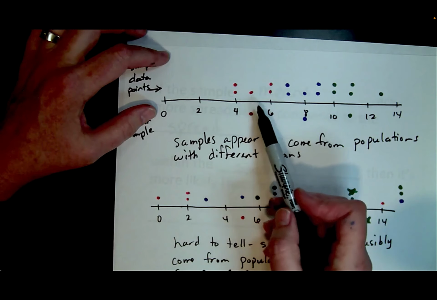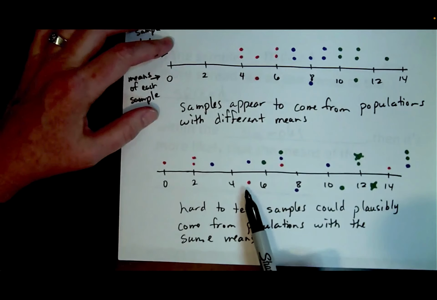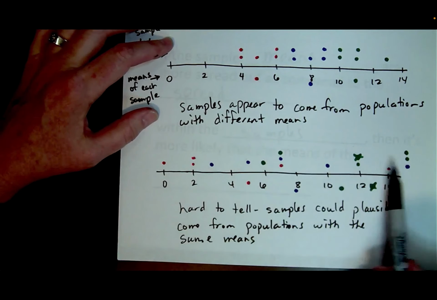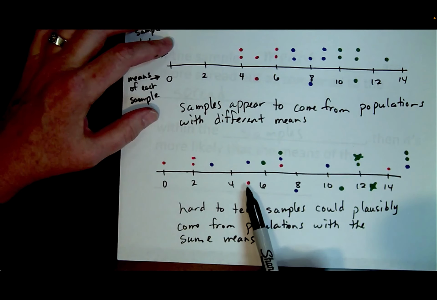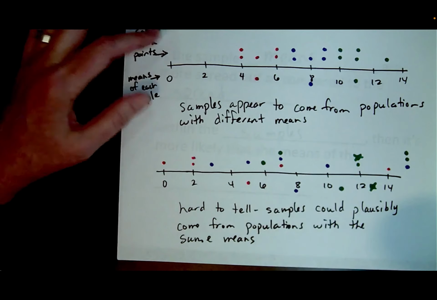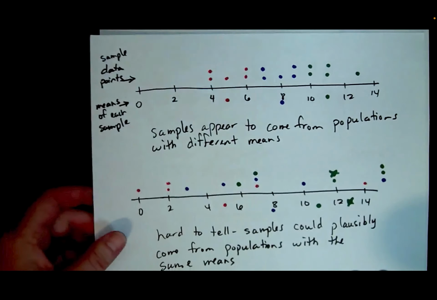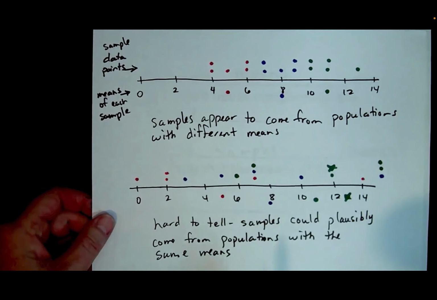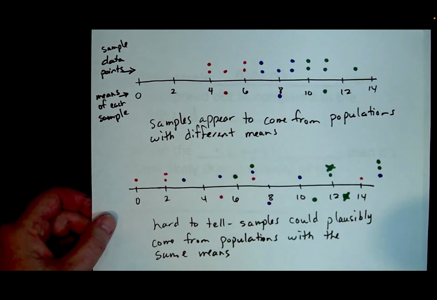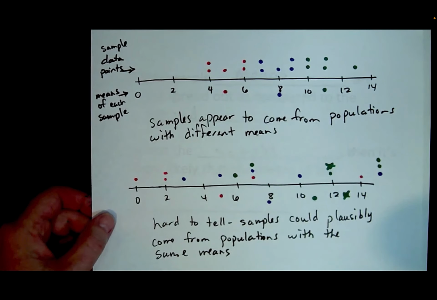They're pretty clearly distinct. Whereas down here, even though the means aren't spread out any more or less, because the samples are more spread out, they get mixed up with each other, and you can't tell whether the means of the populations are different. So it's the comparison of the spread outness of the means to the spread outness of the samples that counts.